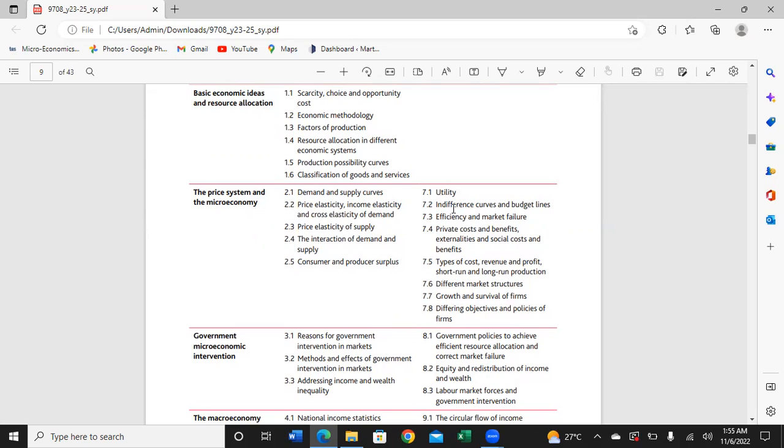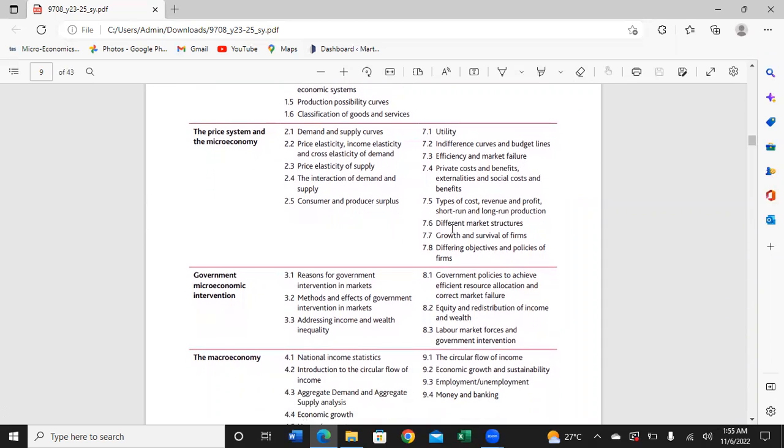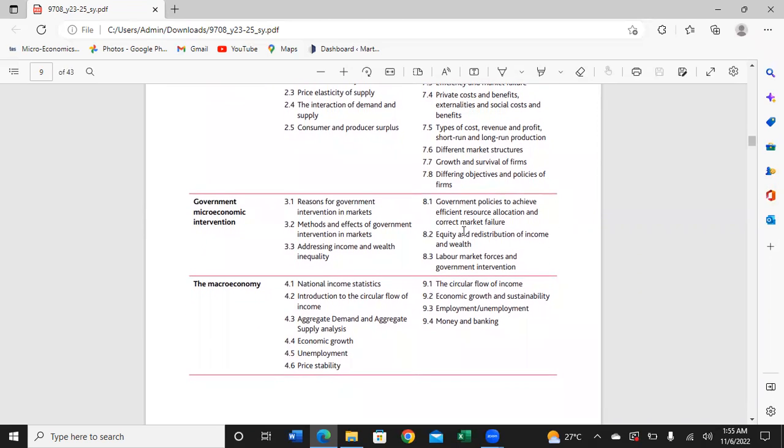You have to study the parallel concepts of demand and supply. They are related to utility, indifference curves and budget lines, efficiency and market failure, costs and benefits, externalities, and then types of cost, revenue, profit. These are the producer behaviors, different market structures, and growth and survival of firms, differing objectives and policies of the firms. In the case of the third unit, you will find government microeconomic intervention, reasons for government intervention in markets, why markets fail, methods and effects of government intervention in markets, addressing income and wealth inequalities.